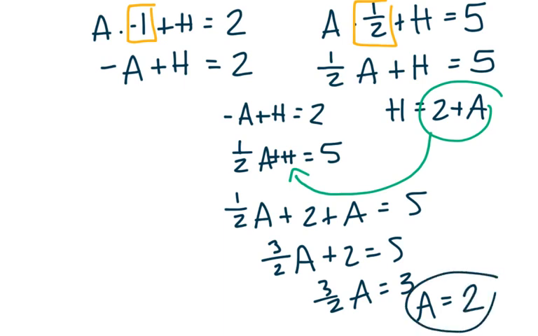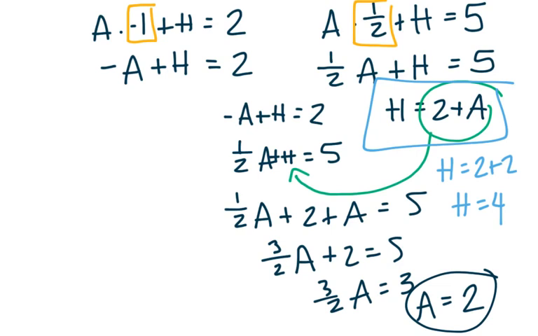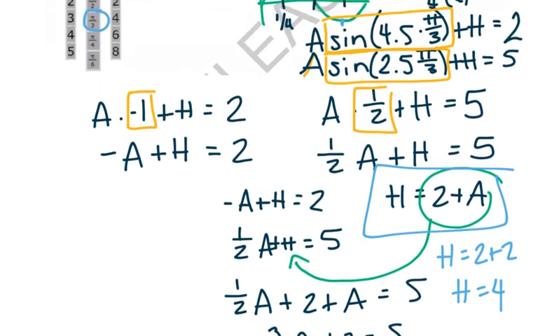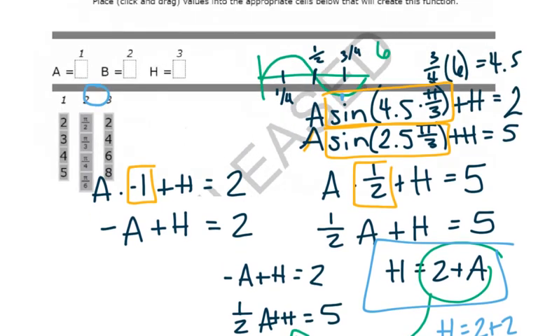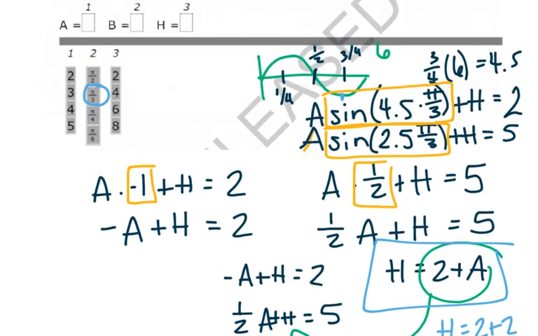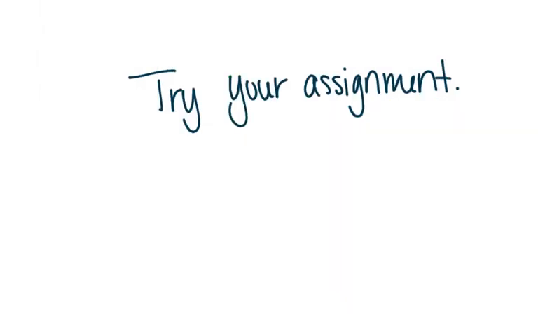So I did all that work just to find that a equals 2. But I could use this one right here. If I know a equals 2, then h equals 2 plus 2, so h equals 4. That's a lot, I know. But now I have all my values. a is 2, h is 4, and b was found by doing pi over 3. That is a yuck problem, but that's what they put on the EOC.